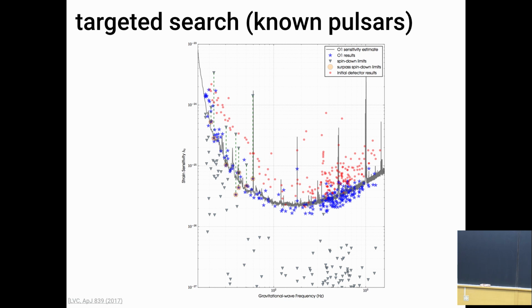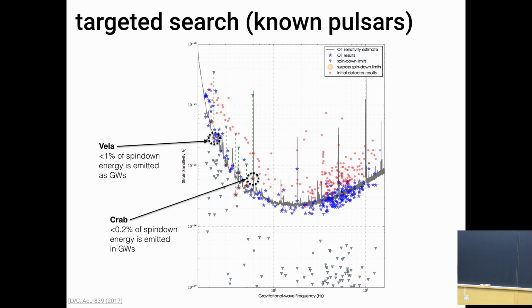Let's see, do I have this on here? Yeah. For Vela, for instance, the Vela pulsar, we can say that less than 1% of the spin down energy is being emitted as gravitational waves. For the Crab pulsar, less than 0.2% of the spin down energy is being emitted in gravitational waves. So you start playing this game with these really young pulsars, and then you start to constrain how much energy is being emitted in continuous gravitational waves.